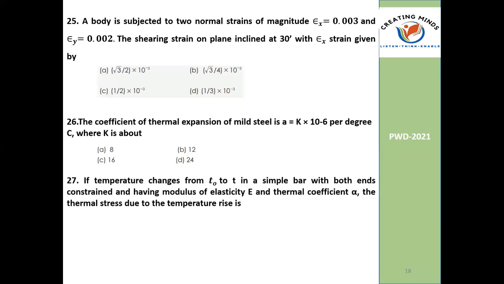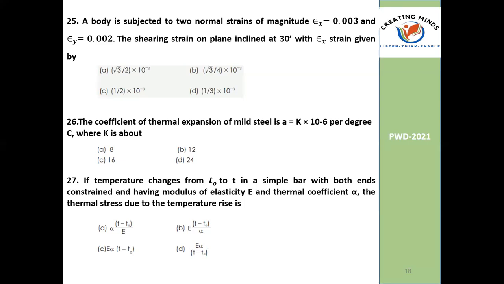If the temperature changes from T0 to T in a simple bar with both ends constrained, which means fixed, and having modulus of elasticity E and thermal coefficient alpha, the thermal stress due to the temperature rise is? What is the answer?